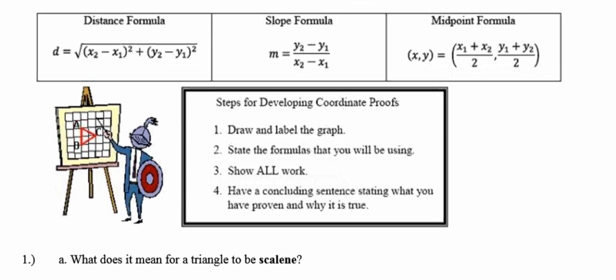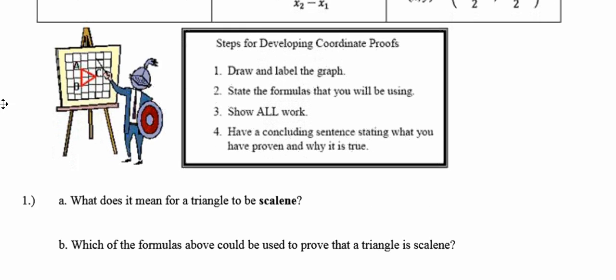Now, the steps that you'll follow are in that box at the middle of page 3. First thing you're going to do is draw and label a graph so that we have a nice visual idea of exactly what it is that we're working with. The second thing that we're going to do is state any formulas that we'll be using along the way. Of course, you're going to want to make sure that you show all of your work. And then lastly, we're going to have to make sure we have a concluding sentence stating what we've proven and how come it's true. All right, so with that said, let's get into this.